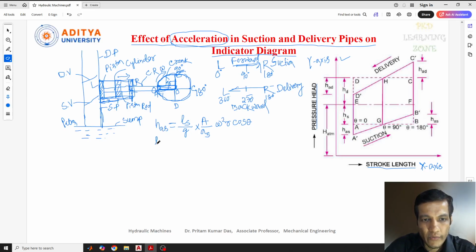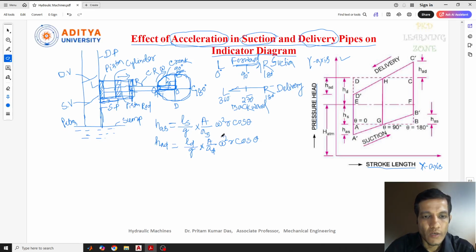Similarly, we got another equation, HAD, the pressure head due to acceleration in the delivery pipe. One is for the suction pipe and one is for the delivery pipe. Here also, LD is the length of the delivery pipe, divided by g, times the area of the cylinder over the area of the delivery pipe, times omega squared R cos theta. These are the two equations we got in our previous lecture.